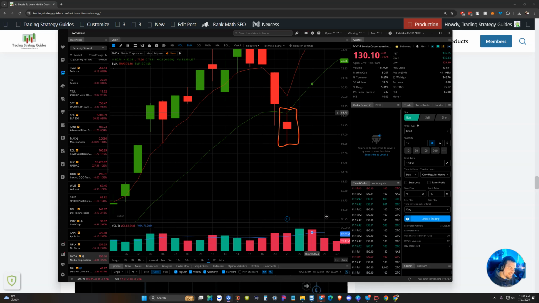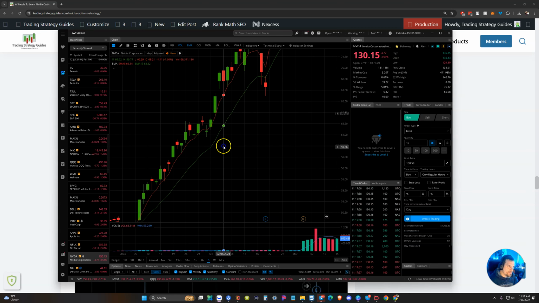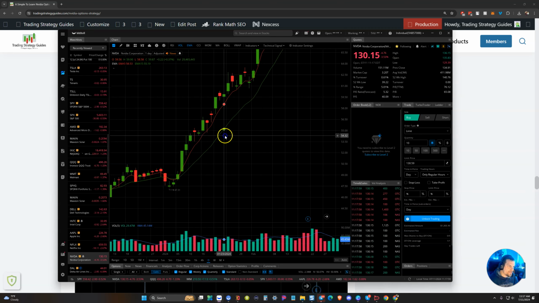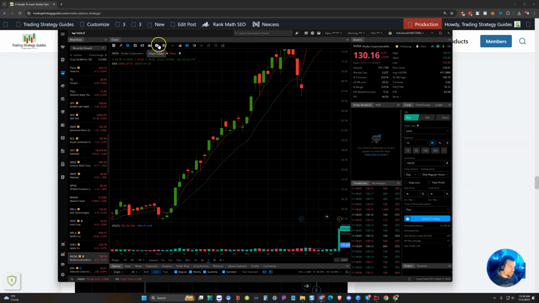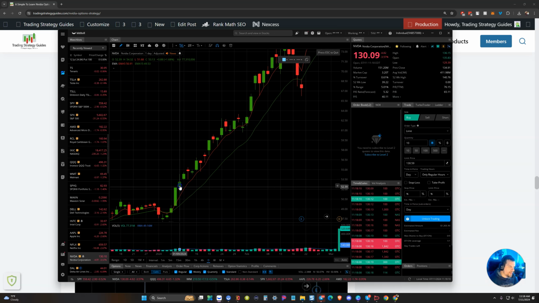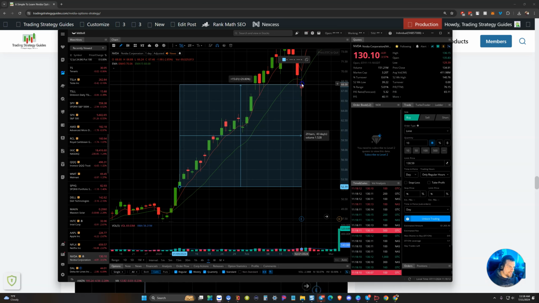Now it did touch it a little bit here, but obviously if you're up as much as you would have been here, you would have been very happy to get out, because our entry was all the way down here, and it was a really nice move. And you can even use some tools on here. Let me go to the drawing tools, and so yeah, we would have entered right here. So that is a 29% move, 43 days, and up 15 bucks there.